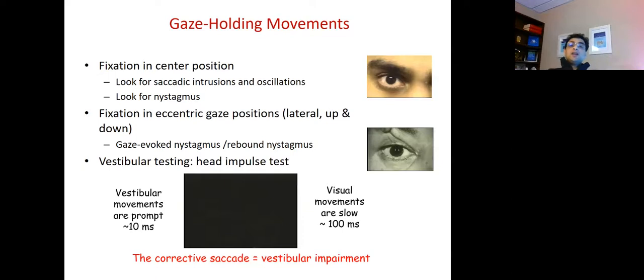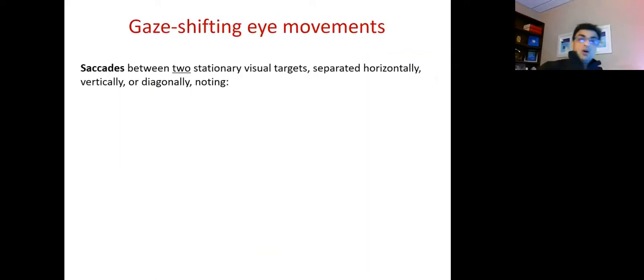Then you want to look at the gaze-shifting eye movements. So you want to look at the saccade between two stationary visual targets. Ideally, you don't want to move your pen from center to the right. That is not really going to serve the purpose. What I do is I ask them to look at my nose when I'm sitting right in front of them and give them an eccentric target to the left side or to the right side, for example, a thumb or a pen, and have them take a look at the pen.